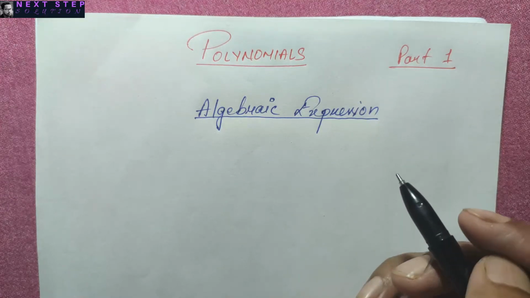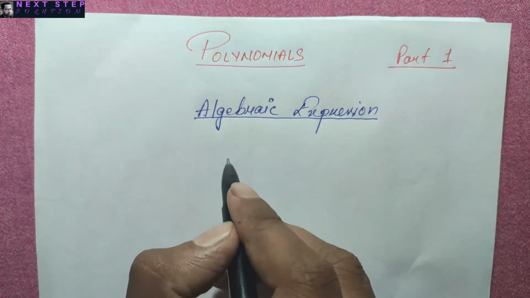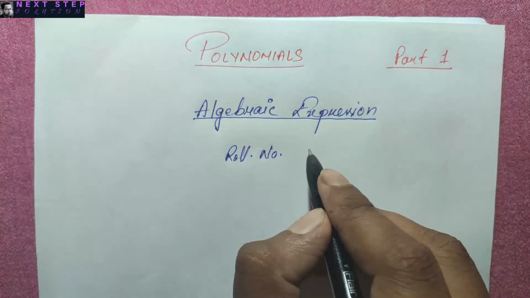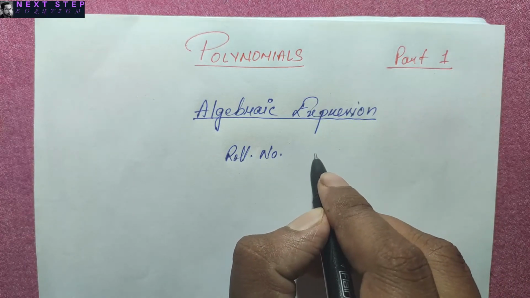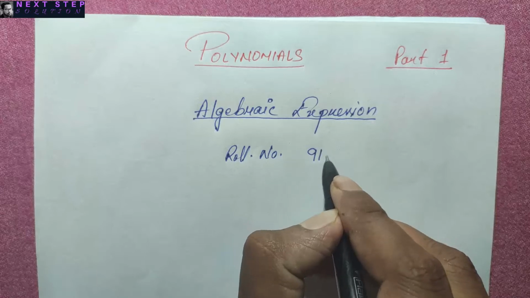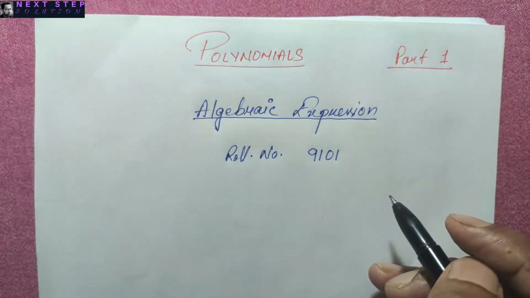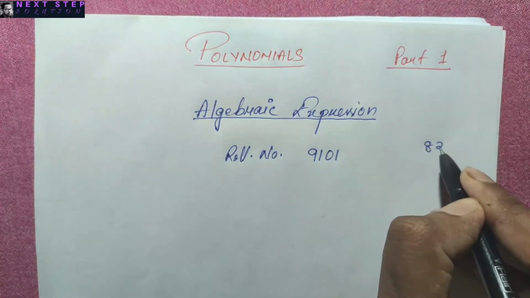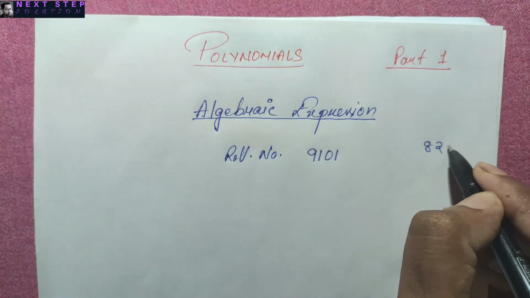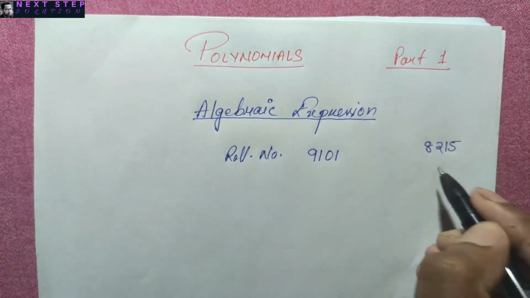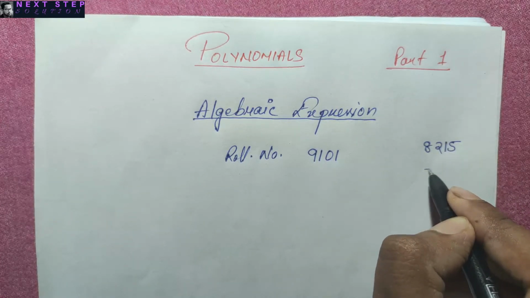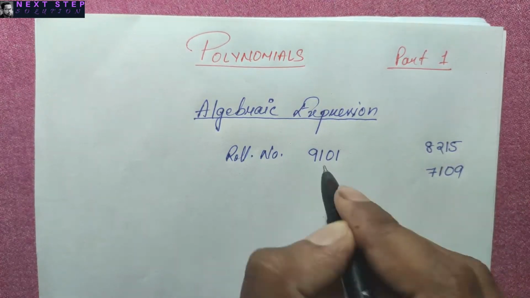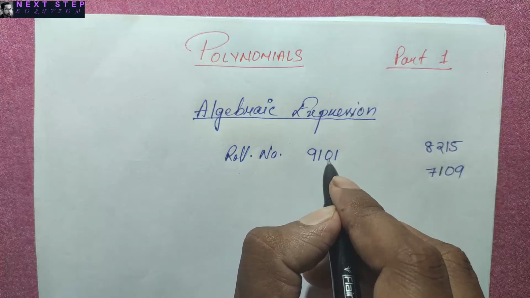Say for example, let us take a sequence, say, a sequence of roll numbers. Now every school has their own way of writing roll numbers. In our school, if somebody is in class 9 section A, we write it as 91. Similarly, if somebody is in class 8 section B, we would write it as 82. 8 is for the class, 2 is for the section, and if he is roll number 15, then we write 15. Similarly, if somebody is class 7 section A, we write 71, and if the roll number is 9, then we write 09.